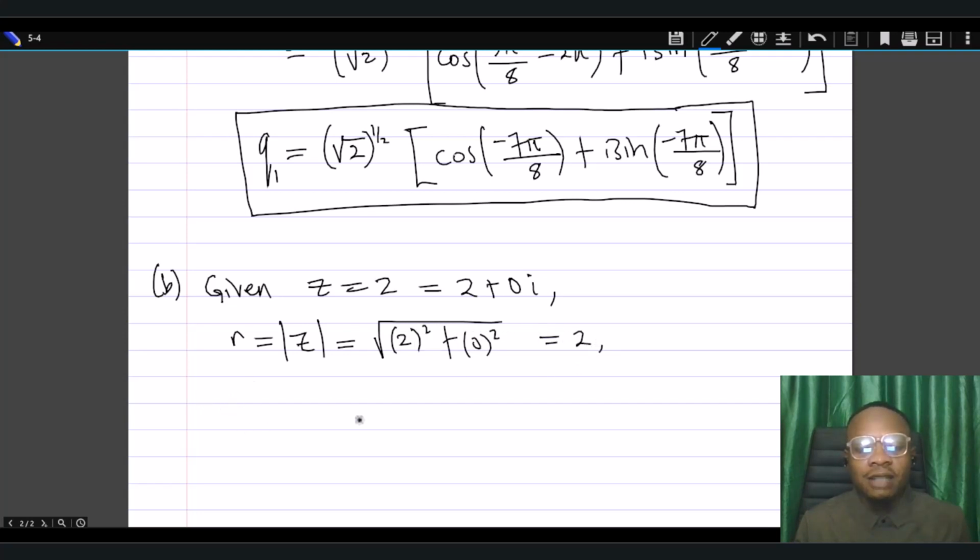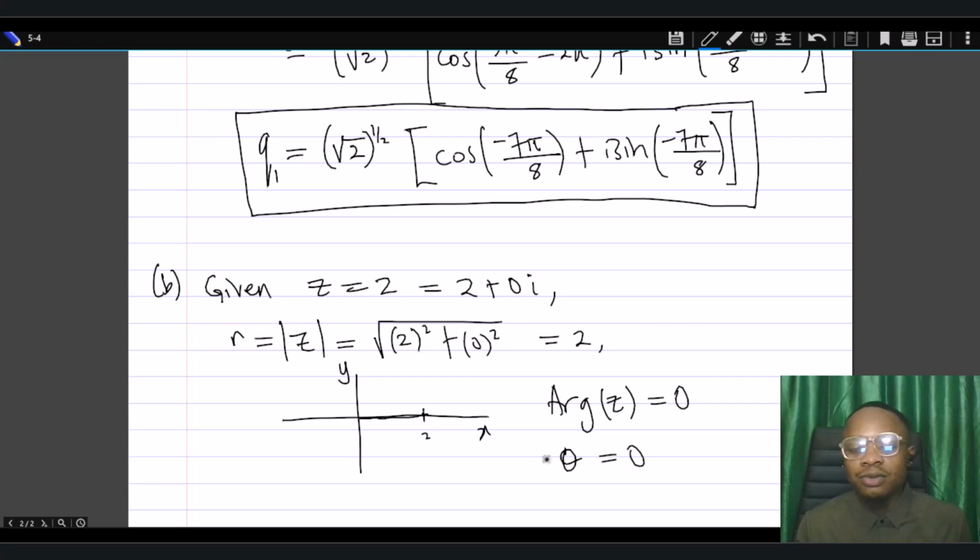And for you to get the argument, of course, you can locate this on the Argand plane. This is the real line. This is the imaginary line. So the real part is 2. So we have 2 here. The imaginary part is 0. So that is the point that represents this number. And the angle it makes with the positive x-axis is 0. So that means the argument of z here is obviously 0. That means theta is equal to 0. So with that, we are good to go.